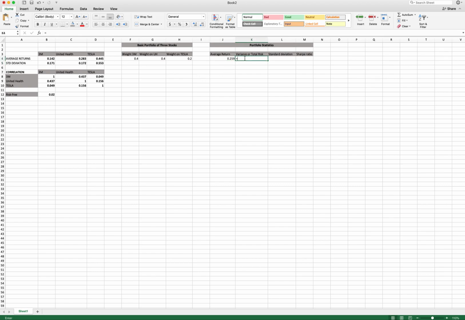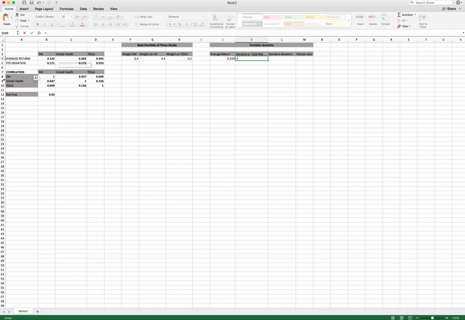The variance, of course, is the more complicated formula. If you don't remember it, I would recommend that you check your formula sheet. The variance of a portfolio is the weighted sum of the individual variances plus all the covariances between each pair of securities. So here it's going to be the weighted sum of individual variances of 3M, United Health, and Tesla, plus the covariances, so the covariance of 3M and United Health, 3M and Tesla, and United Health and Tesla. So we're going to have 3 individual terms and 3 cross terms.